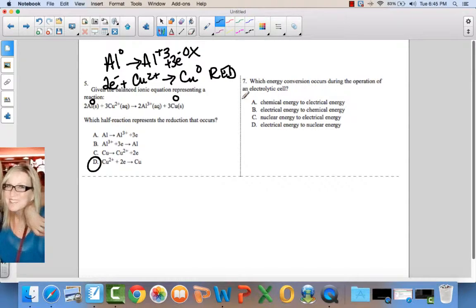Which energy conversion occurs during the operation of an electrolytic cell? Electrolytic cell, this is the one that requires a battery. So this is non-spontaneous. So here you've got electrical energy going to chemical energy. So we need a battery source to drive the reaction.